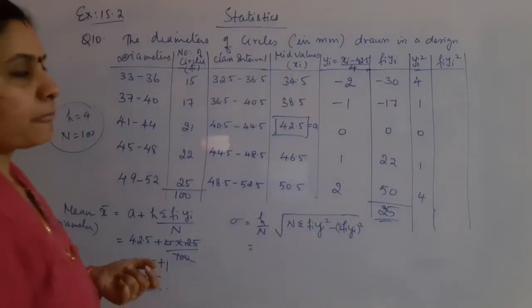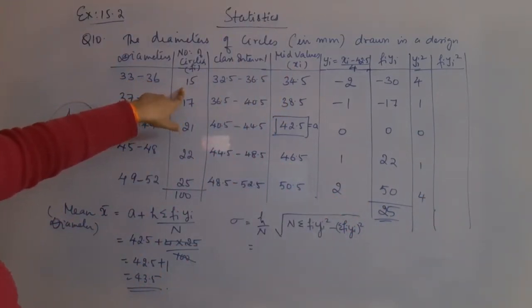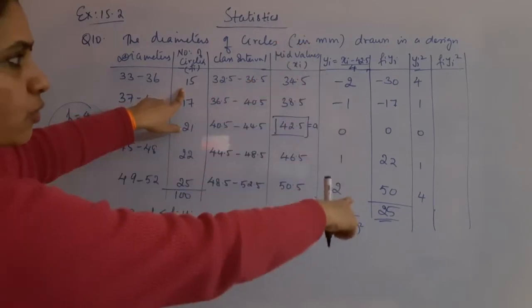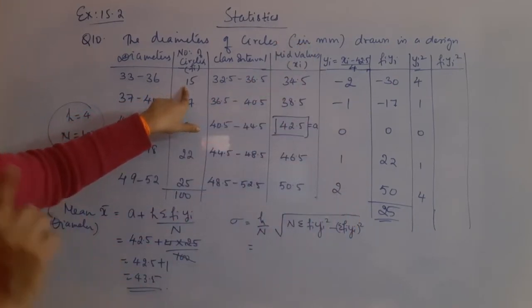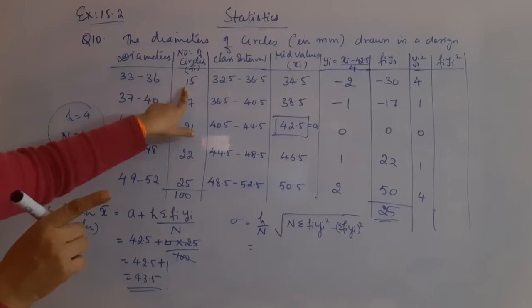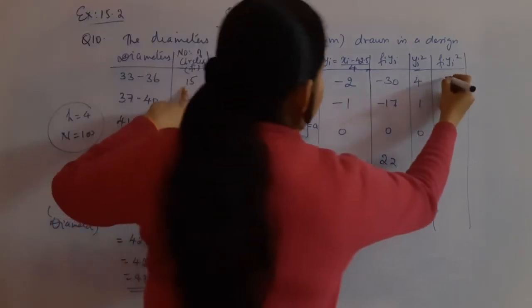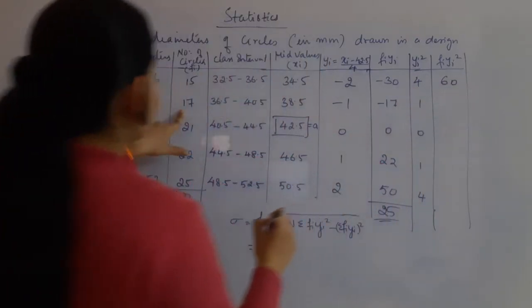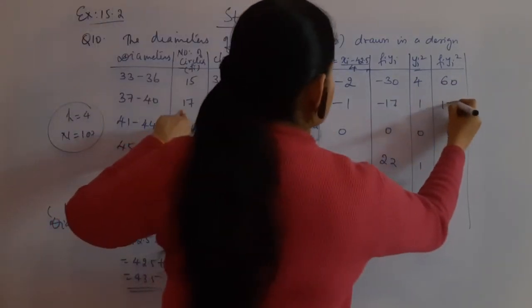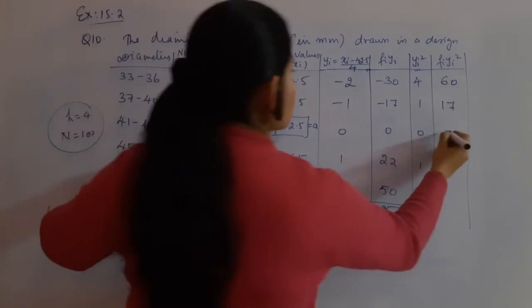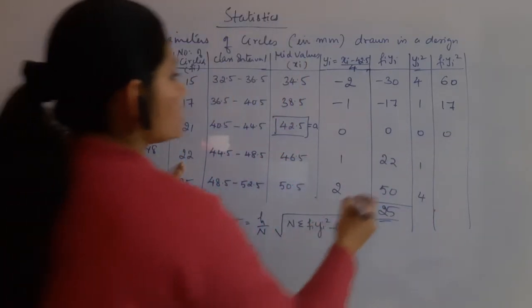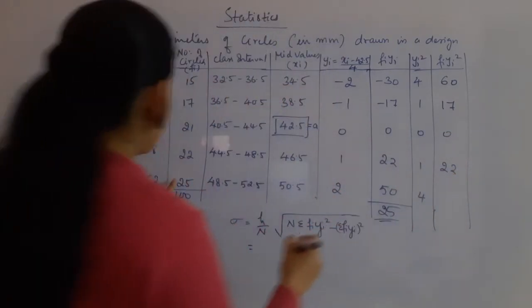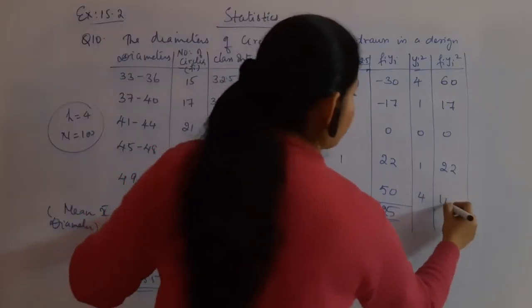Now fi is this one and yi square is that, like that. Okay, so 15 into 4, how much will you get? 15 into 4 is 60. Then 17 into 1 is 17. Then 21 into 0 is 0. Then 22 into 1 is 22. And 25 into 4 is again 100.